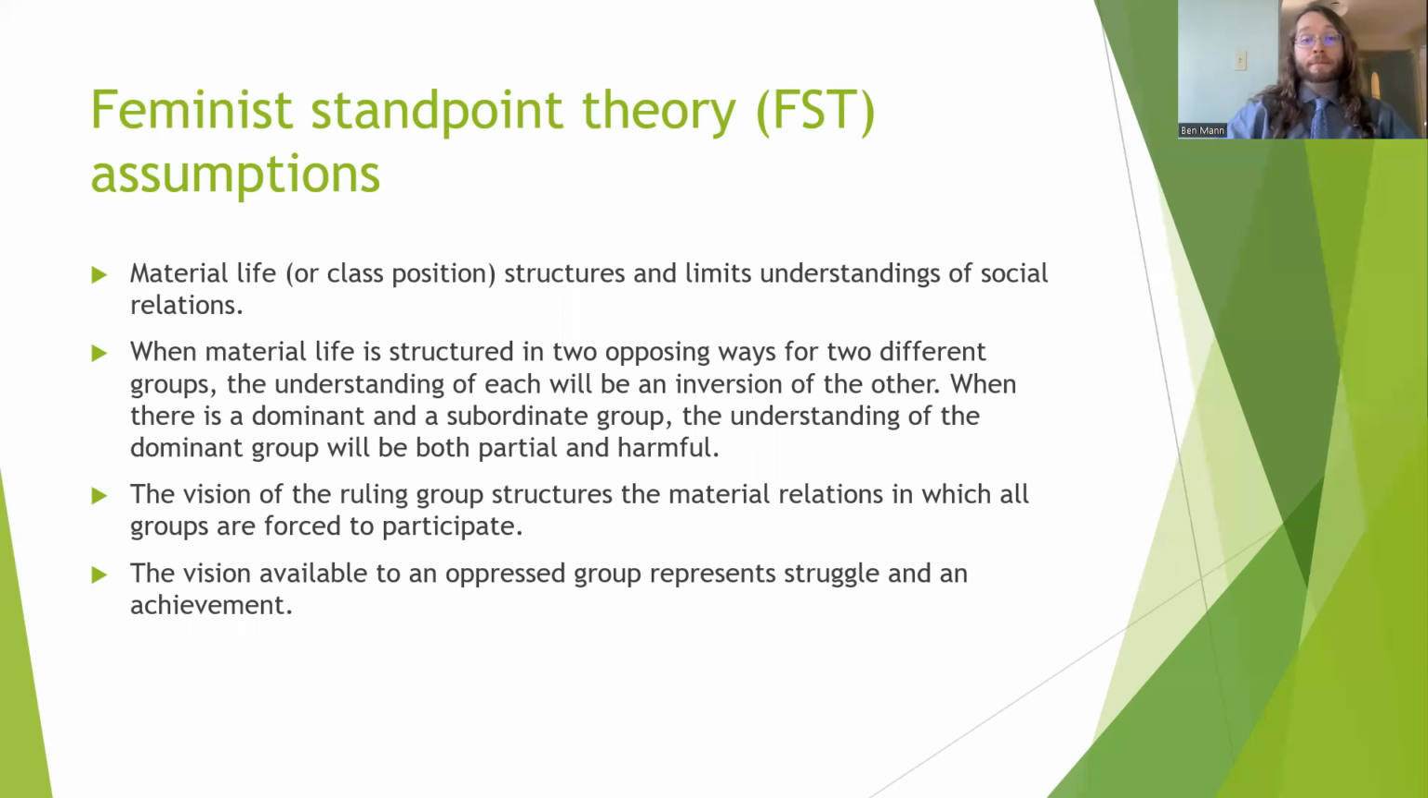As a result, if somebody historically has greater access to financial resources, this dominant group has the ability to have a lot of control and influence over others. That the visions of the ruling group structure the material relations in which all group members participate suggests that that power impacts the overall social structure. And that lastly, that struggle and an achievement happens through a group that might experience oppression, resisting or speaking out against the oppression that they might be encountering.